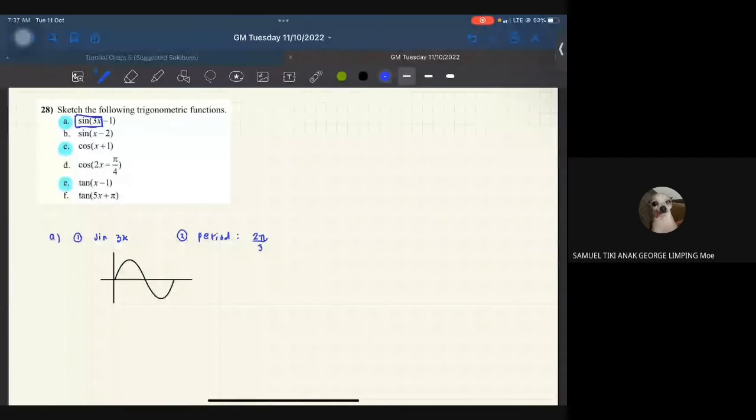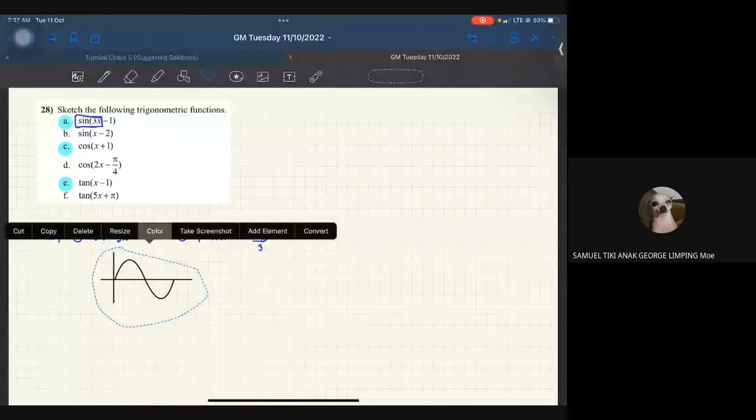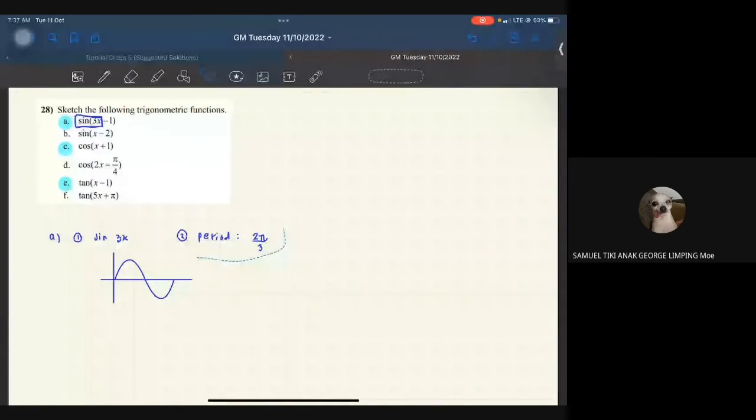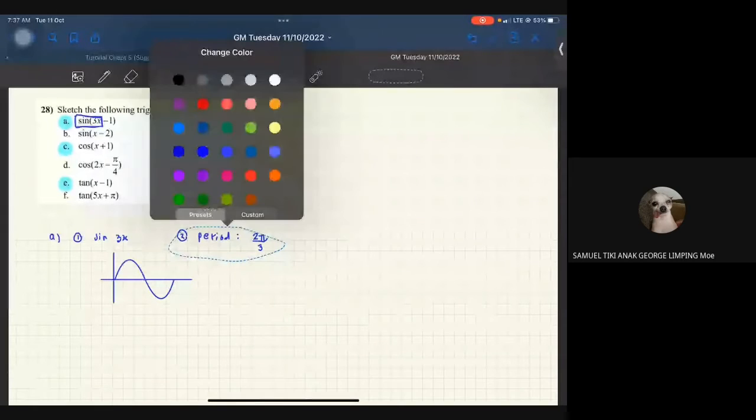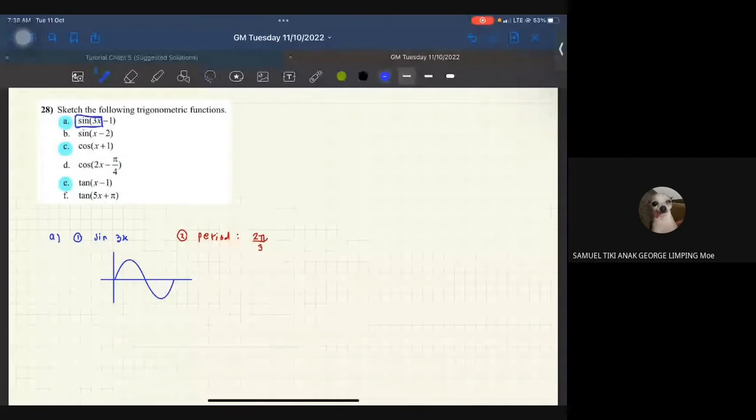Okay, so next one, saya bagi nampak flow. Bila saya dah settle yang ini, saya bagi dia warna sama. So color blue, this one let me change it to red. Okay, so step pertama saya cari ini dulu. Lepas tu saya terus lukis kan. Step kedua saya yang warna merah, saya cari period.